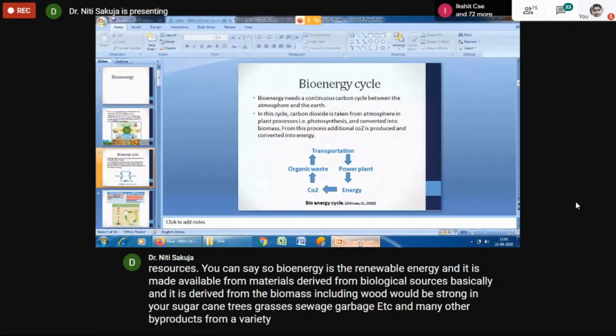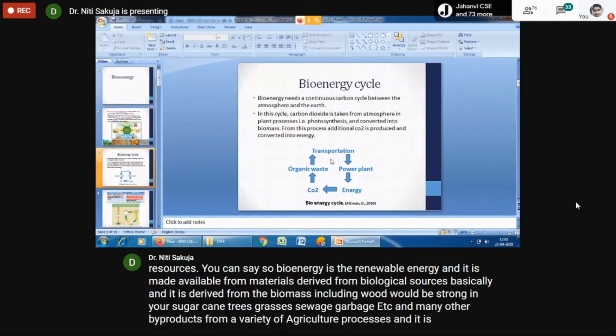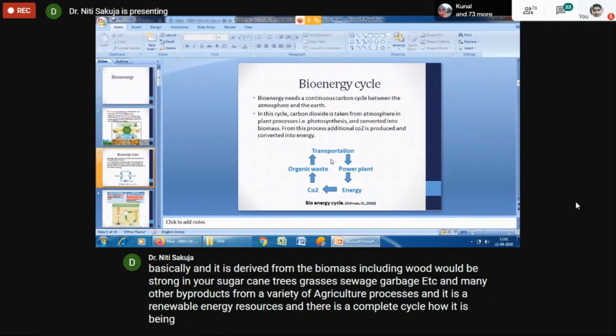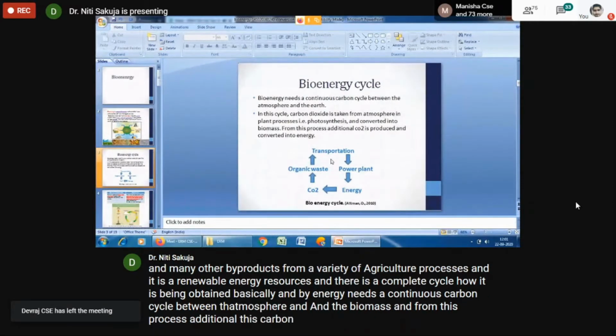In this cycle, CO2 is taken from the atmosphere in plant processes like photosynthesis, and it is converted into biomass. From this process additional CO2 is produced and converted into energy. So there is a complete bioenergy cycle, where we use organic waste and bacteria decompose it. Carbon dioxide is taken from the atmosphere through photosynthesis, converted into biomass, and then carbon dioxide is produced again and converted into energy.